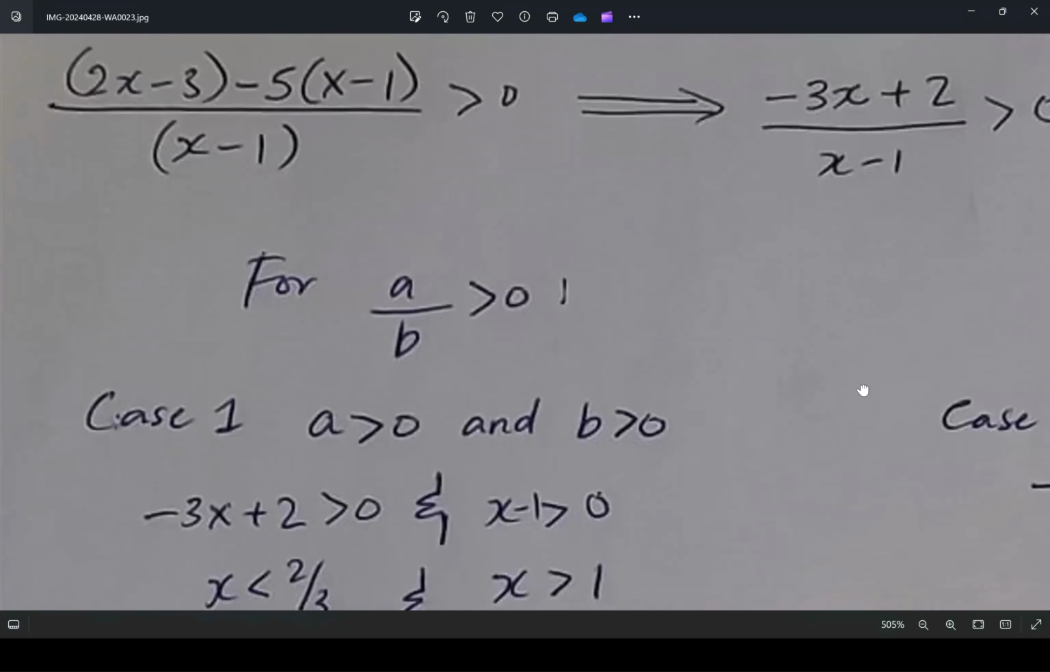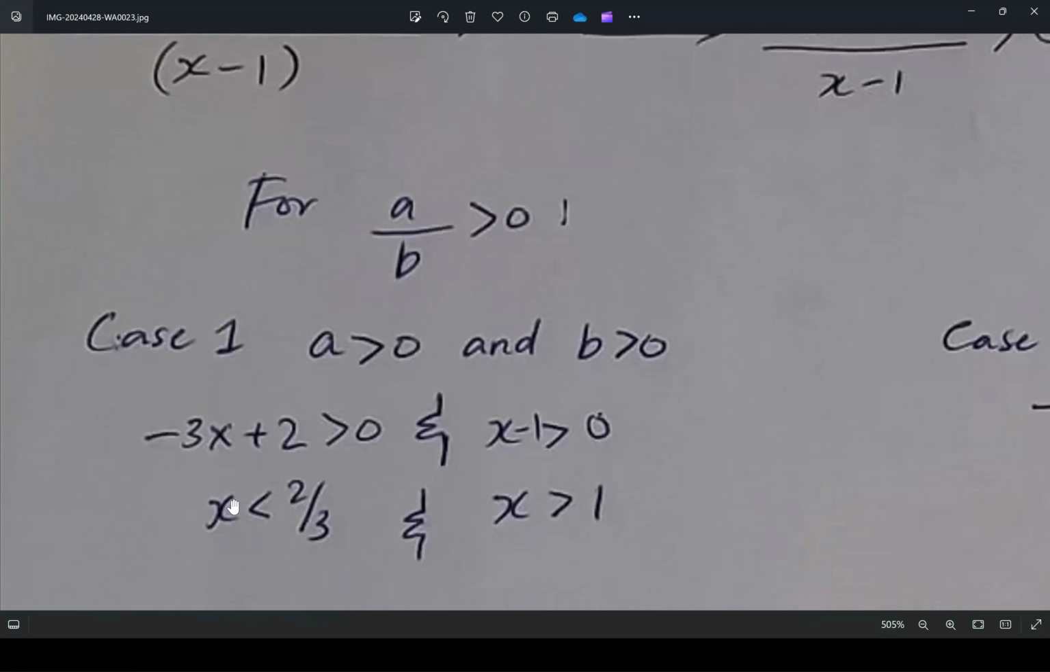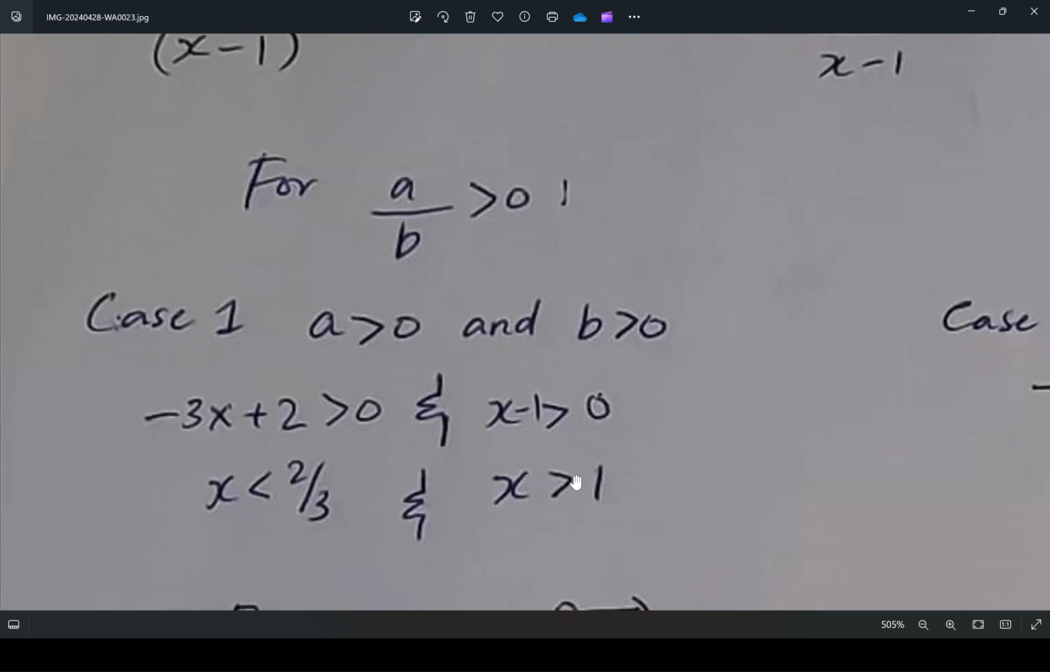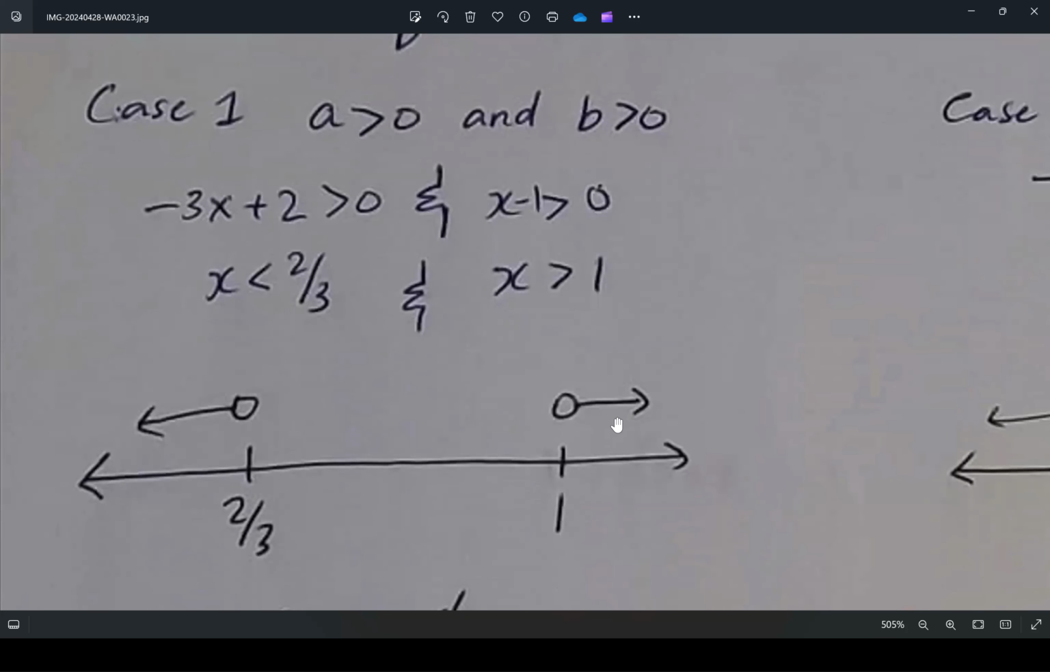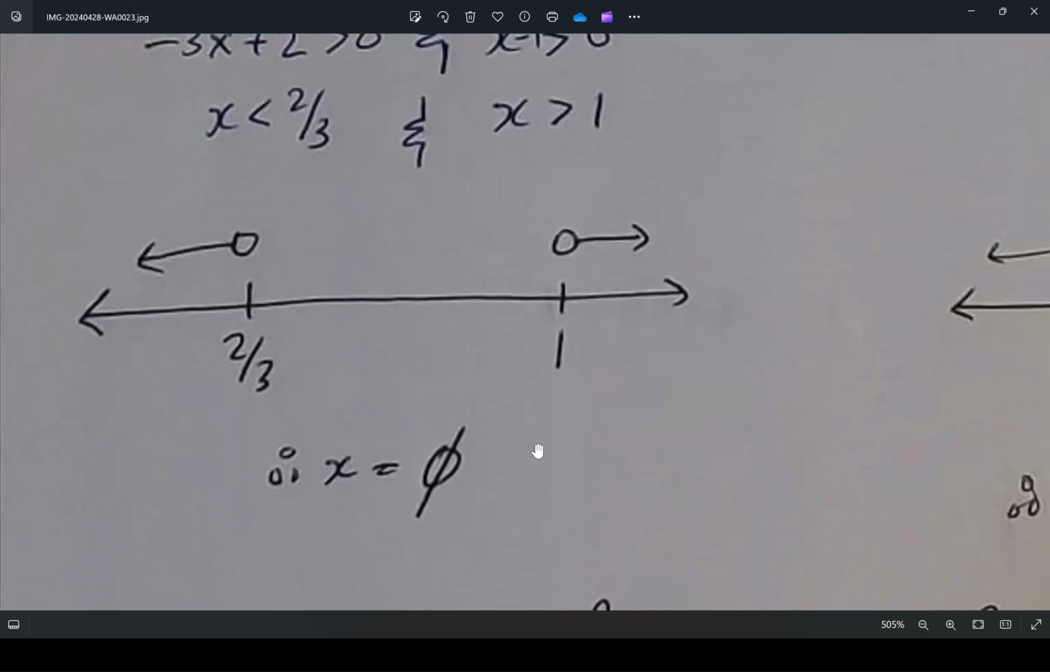If they're both positive, we're going to set the numerator and the denominator to be greater than 0. So we have -3x plus 2, and that's greater than 0. If that is the case, then x has to be less than 2 over 3. But simultaneously, x minus 1 also needs to be greater than 0, which means that x is greater than 1. If we look at the number line, we're saying that x needs to be less than 2 over 3, and it also needs to be greater than 1. You see that doesn't really make sense, right? There's no number that is less than 2 over 3 and greater than 1, which means that x doesn't exist. There's no real value for it, okay?